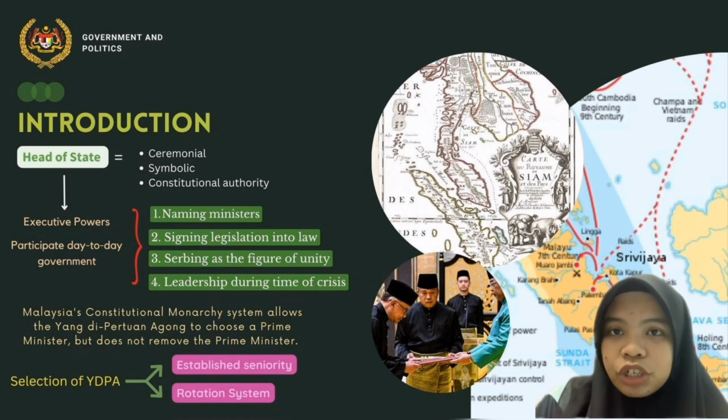the established seniority and rotation system. The age and length of reign of a king are also important factors, as they reflect the seniority towards his majesty rules.